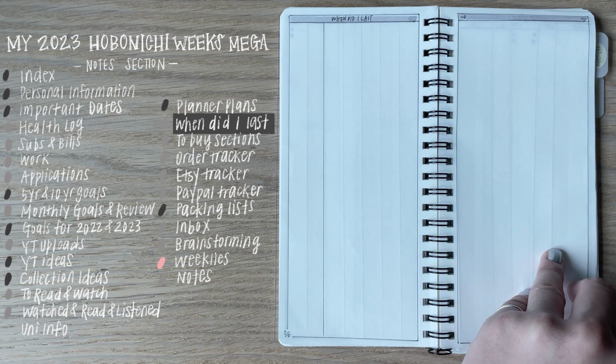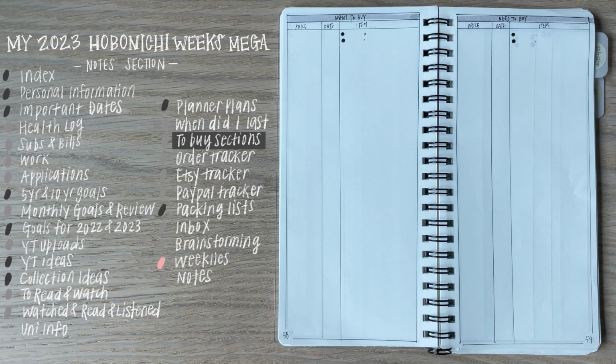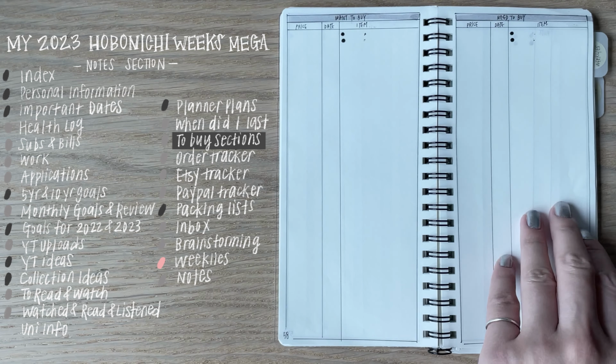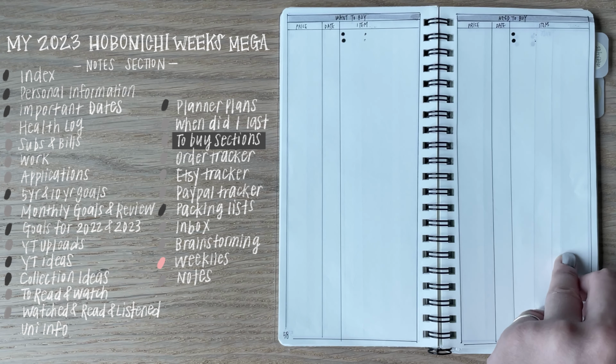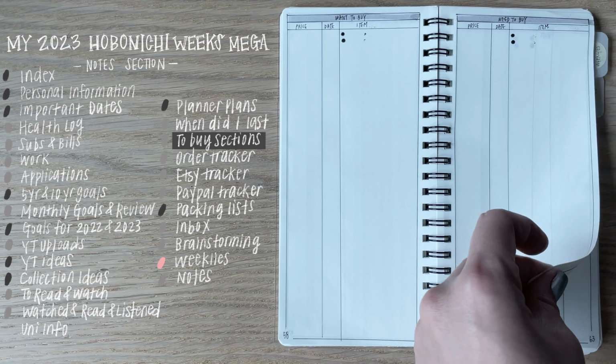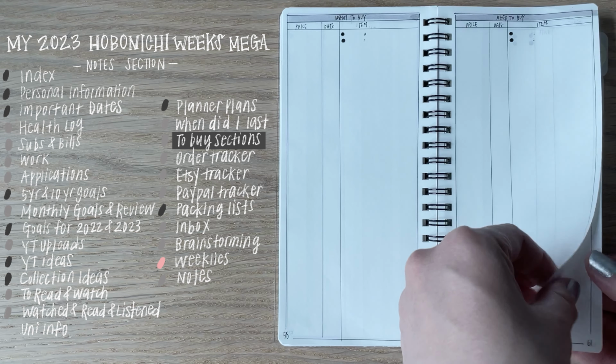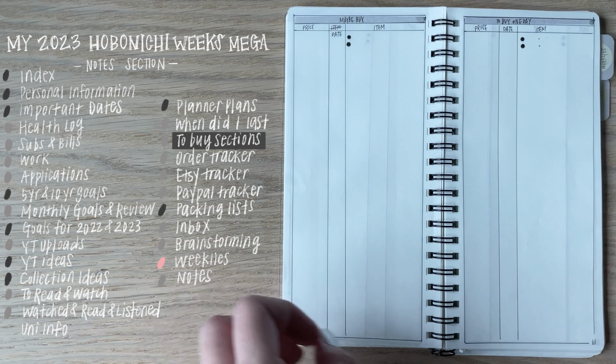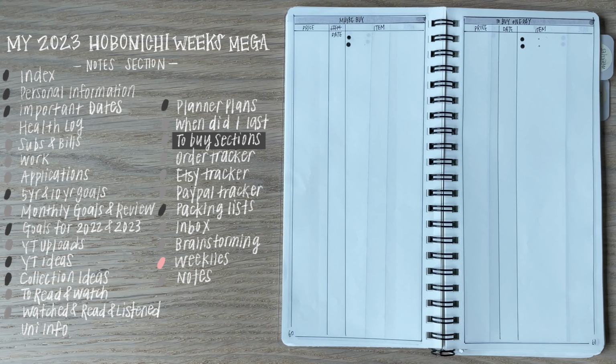And the next section is my want to buy section, and although I did put different headers for this, want to buy, need to buy, and maybe to buy one day, I don't think this is necessary. In my actual Hobonichi Weeks MEGA, I would just divide it into want to buy and then need to buy, like 2 pages for each. So I think I would change this.